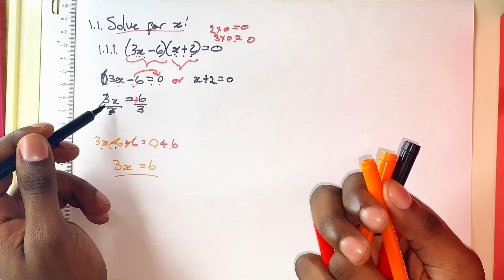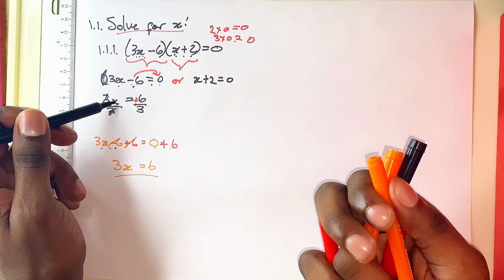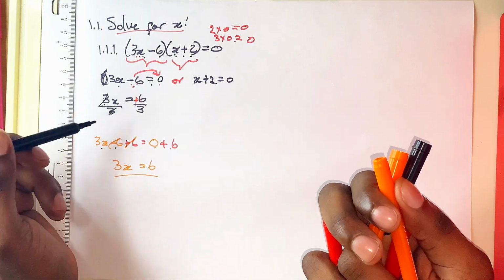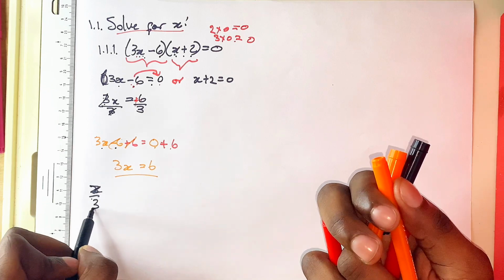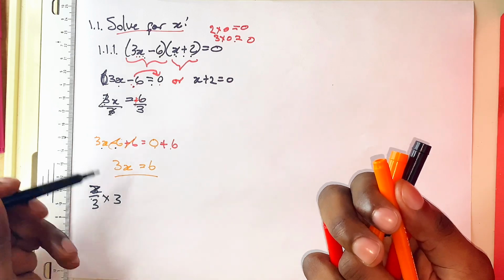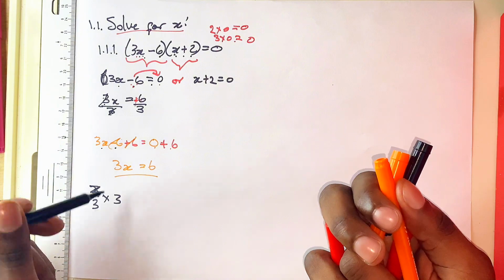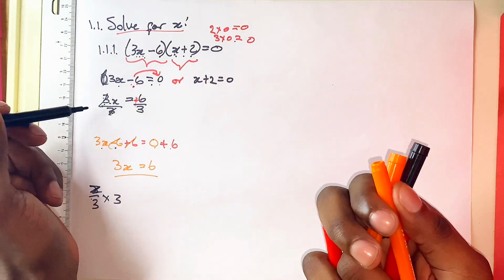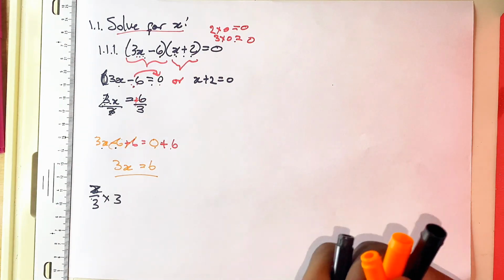Now remember, what you do on the left, you do on the right. If a coefficient is attached to a variable, to detach them, you are going to divide. And if perhaps it was x over 3 and you wanted to remove this 3, then we would have multiplied. So to negate a division, you multiply. To negate a multiplication, we divide. And whatever you do on the left hand side, you must do on the right hand side.